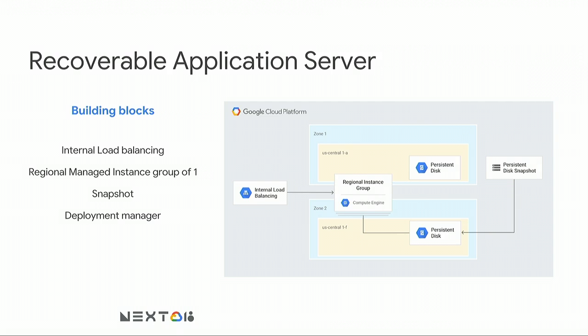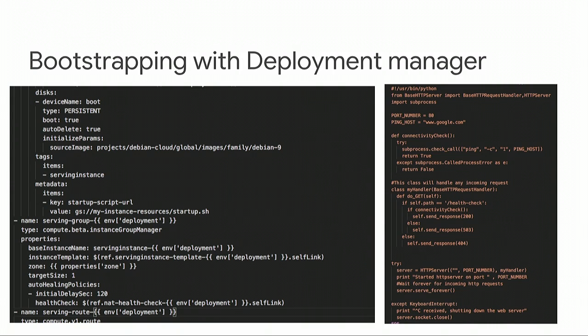I could have used regional persistent disk here as well. So that's another alternative. The reason you use snapshots here is because standard persistent disks are zonal. You'd also take, don't get me wrong, you would take snapshots of the regional as well, but the mechanism works different. I mentioned you could see Deployment Manager on the list of the building blocks here.